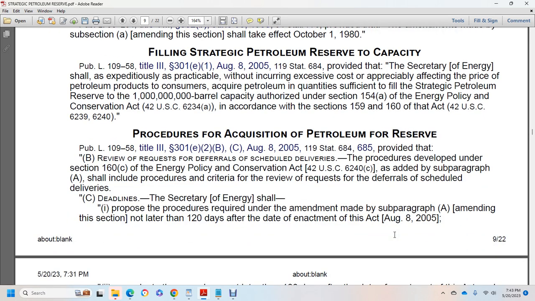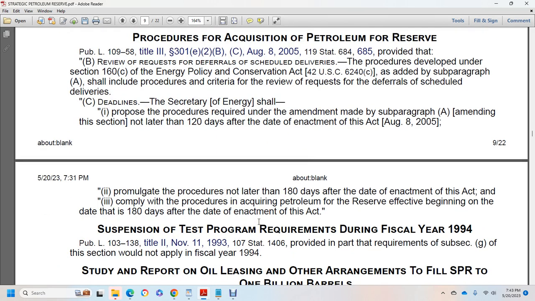Procedures for acquisition of petroleum for the reserve. Public Law 109-58, Title III, section 301(e)(2)(B), August 8, 2005, 119 Stat. 685, provided for the review of requested deferrals of scheduled deliveries. Procedures developed under section 160 of the Energy Policy and Conservation Act, as added in subparagraph A, shall include procedures and criteria for review of requests for deferrals of scheduled deliveries. C. Deadline: the Secretary of Energy shall propose the procedure required under the amendment made in subparagraph A not later than 120 days after the enactment of this Act.